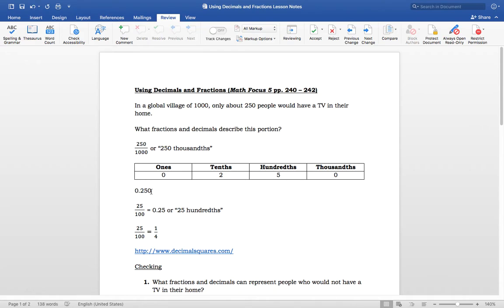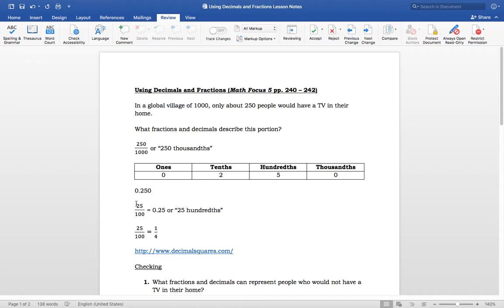However, notice the 0 here. And remember what I said in the past, that you can add as many zeros on and it won't change the value of the decimal. It just changes the number of decimal places. So this can also be 25 over 100, or 0.25, 25 hundredths.